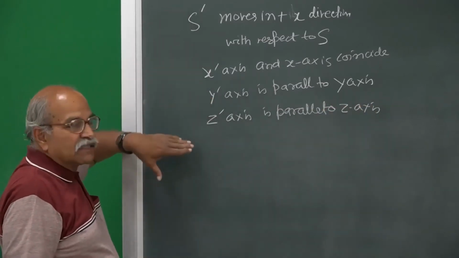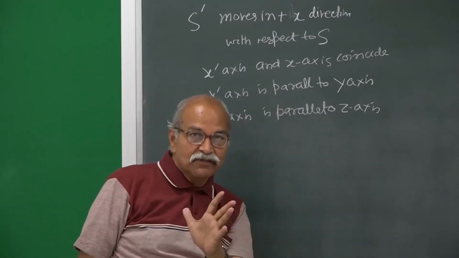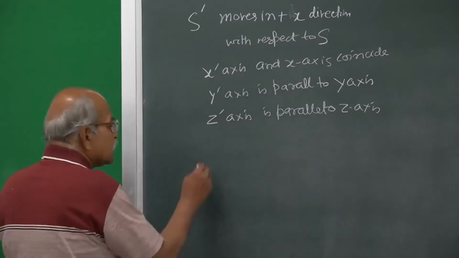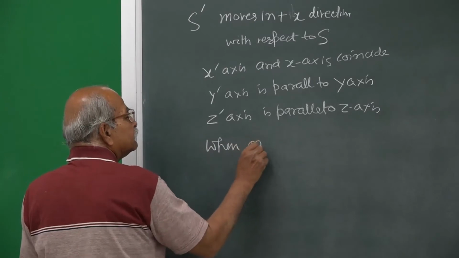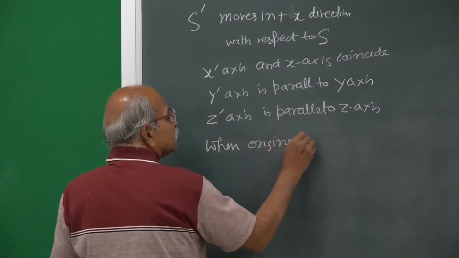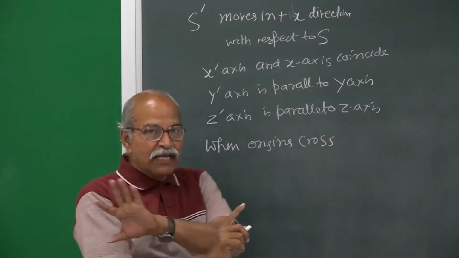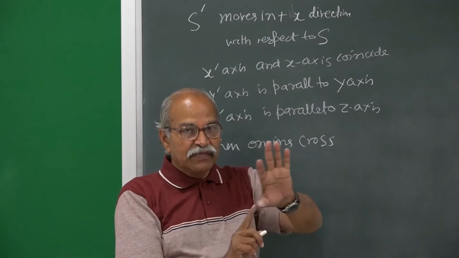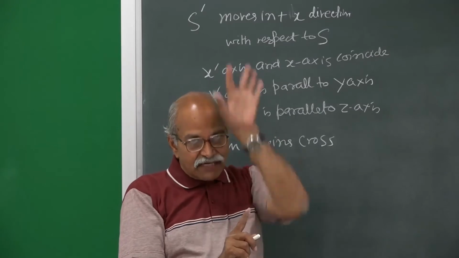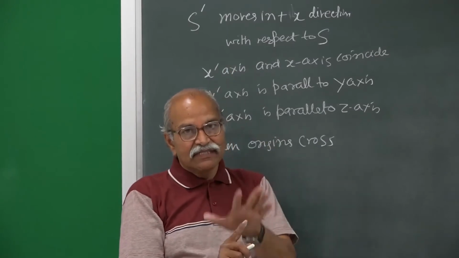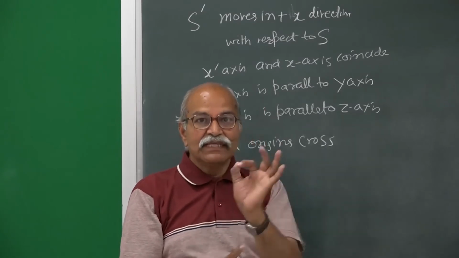And on top of all these things, we also have that time t equal to 0 and t prime equal to 0, that also very specifically we defined for this, that origins, when origins cross this event, the two origins are at the same place. S prime is coming from one side and moving with respect to S. So at some instant the y axis coincides with y prime axis, z axis coincides with z prime axis, and the origin O prime coincides with origin O, just one instant.